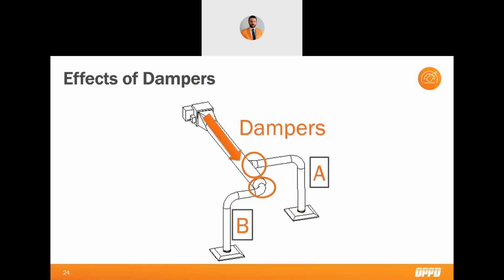If you were to close takeoff A in this diagram, takeoff B would then receive all of the airflow. If you were to close B, however, only a little air would pass by A before going into that takeoff, but the vast majority of the airflow would go through A first.